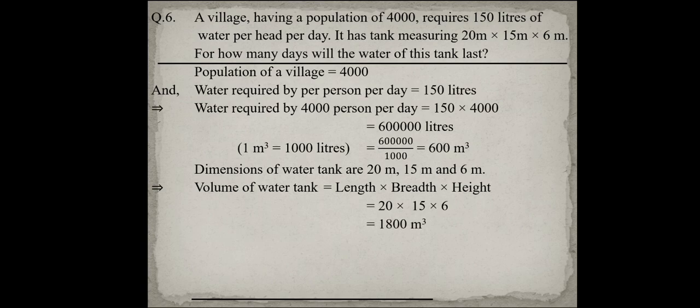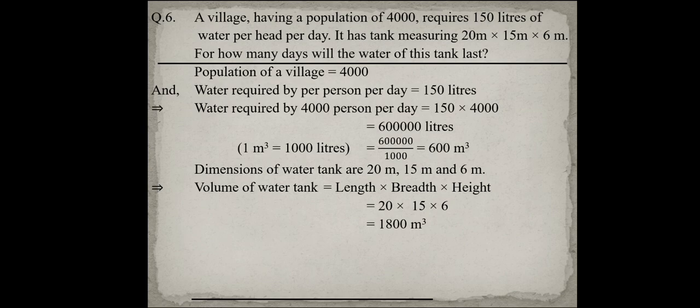Now volume of this water tank, length into breadth into height, 20 into 15 into 6 equals 1800 meter cube. So we find the volume of this water tank. This water tank can hold 1800 meter cube water, but the village requires 600 meter cube daily. So this is the volume of water required by the population of that village.